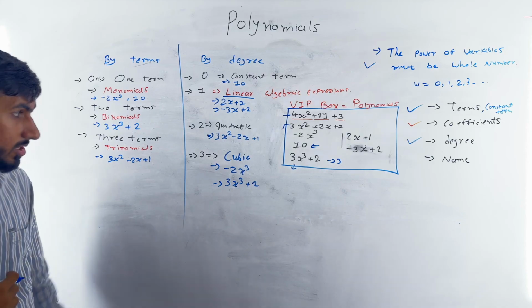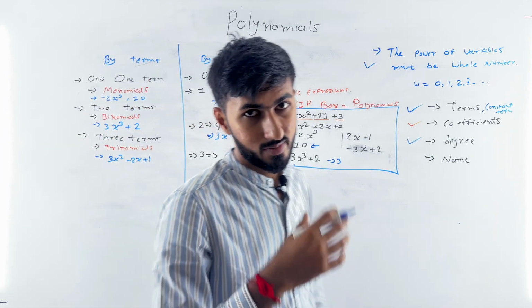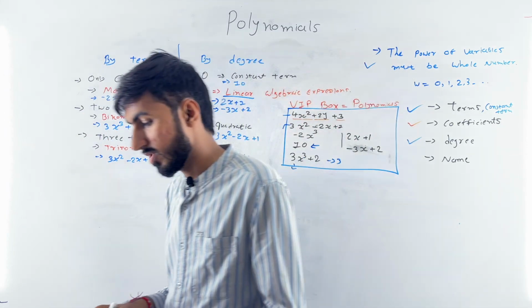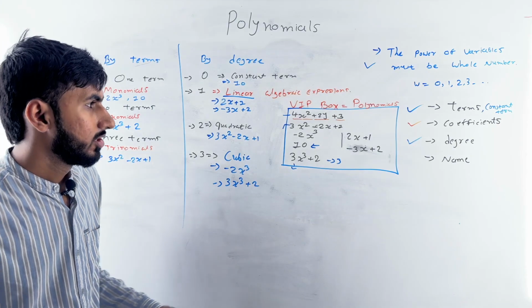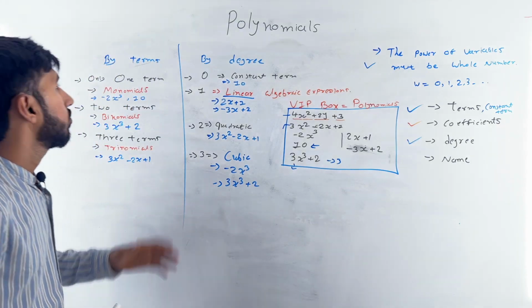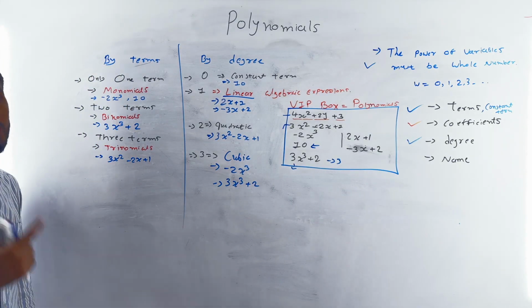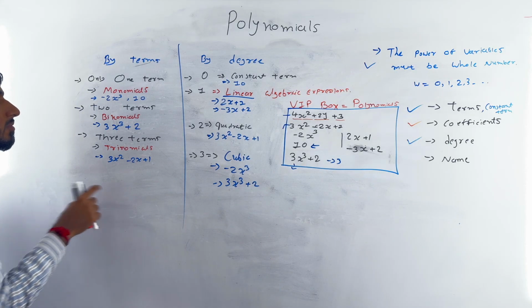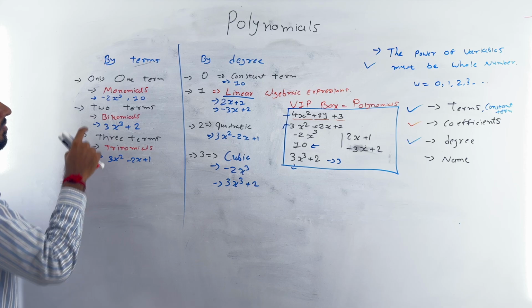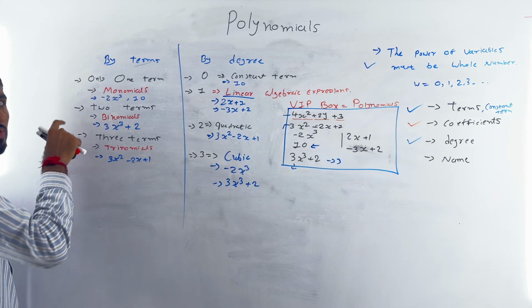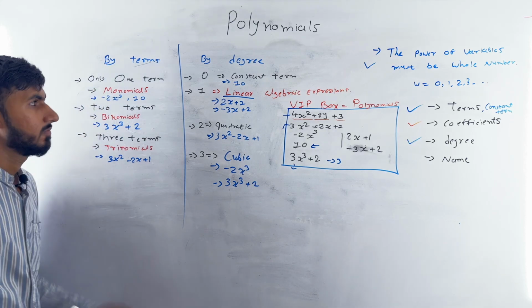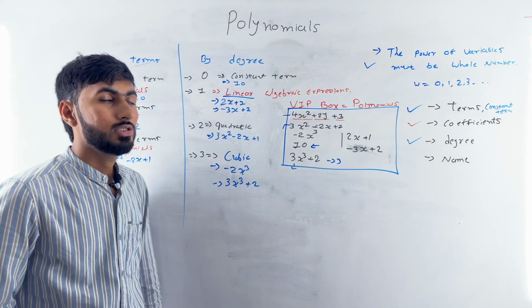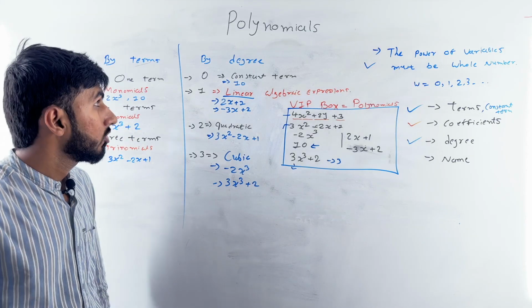Same way, what if the degree of polynomial is 4? I can say it by quartic algebraic expression or by quartic polynomial, right? So there are two ways of naming the polynomial. One is by the terms. How many terms does the polynomial have? We can name it by this: monomial, binomial, trinomial. Mono means one term, binomial means two terms, trinomial means three terms. Very easy.